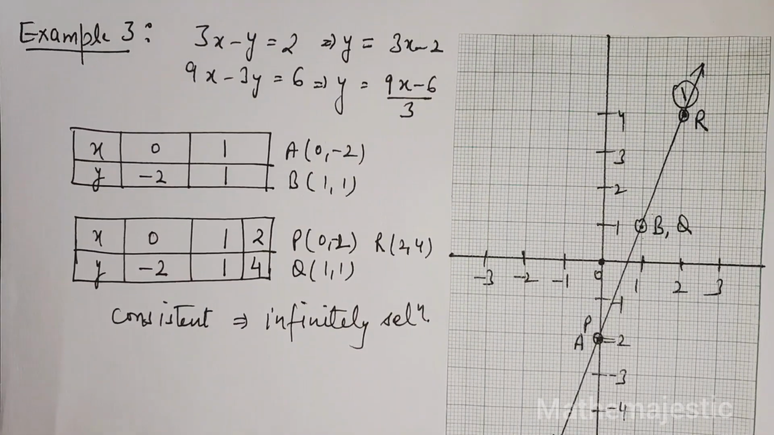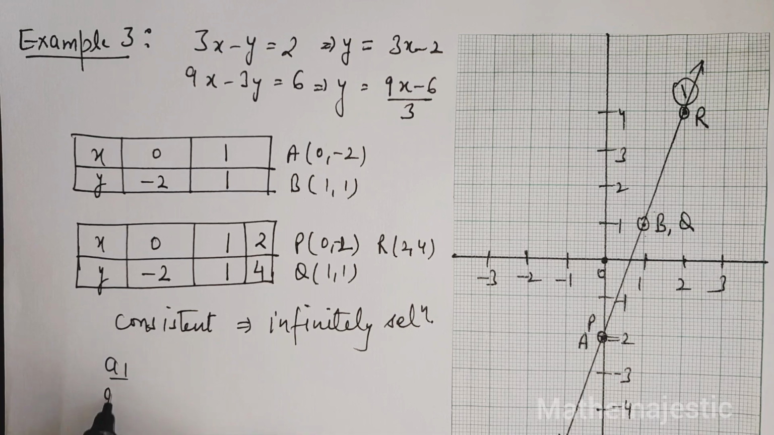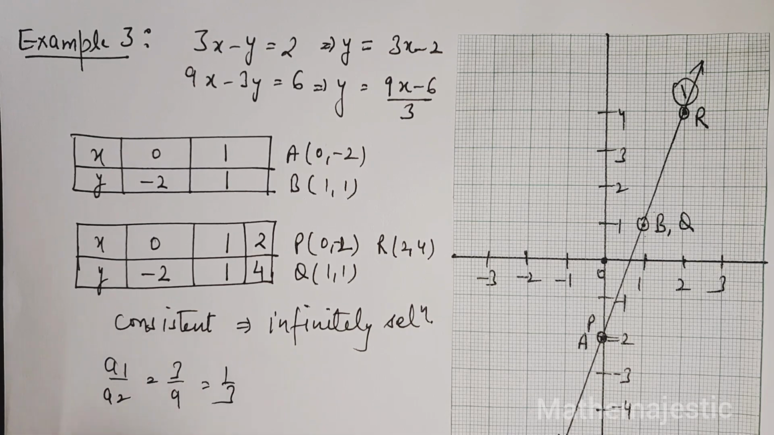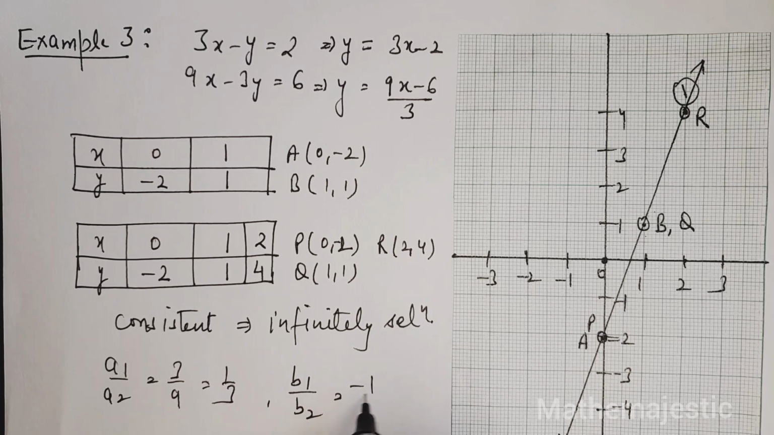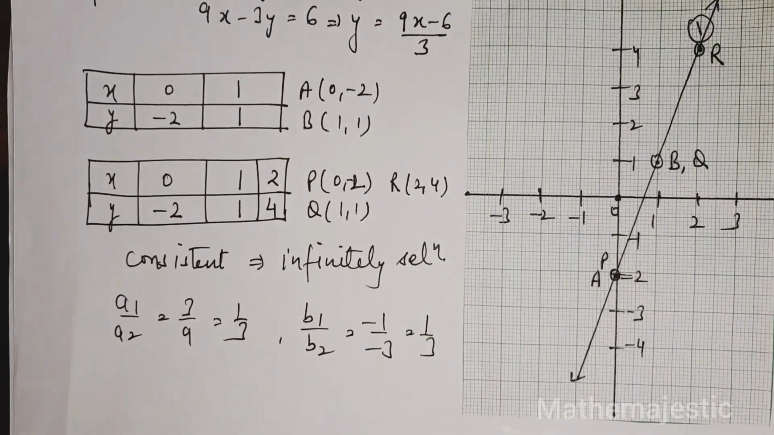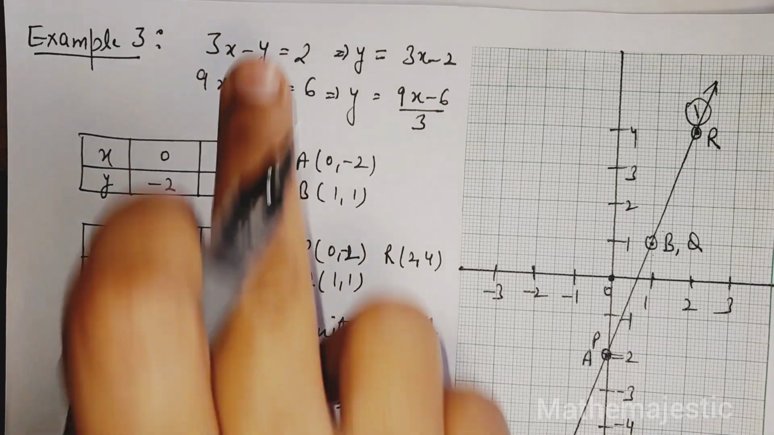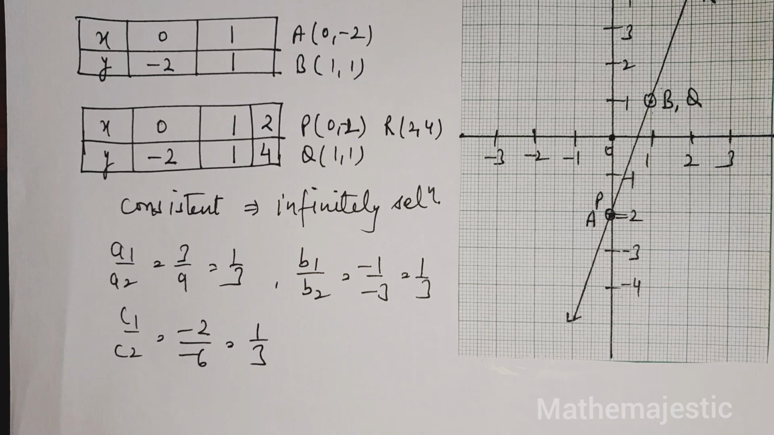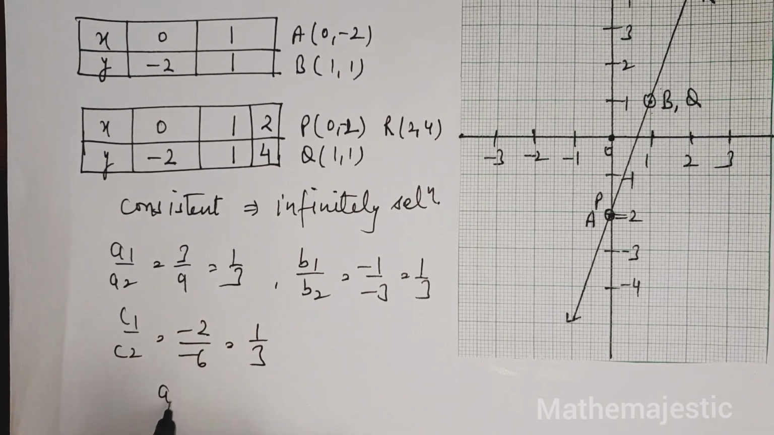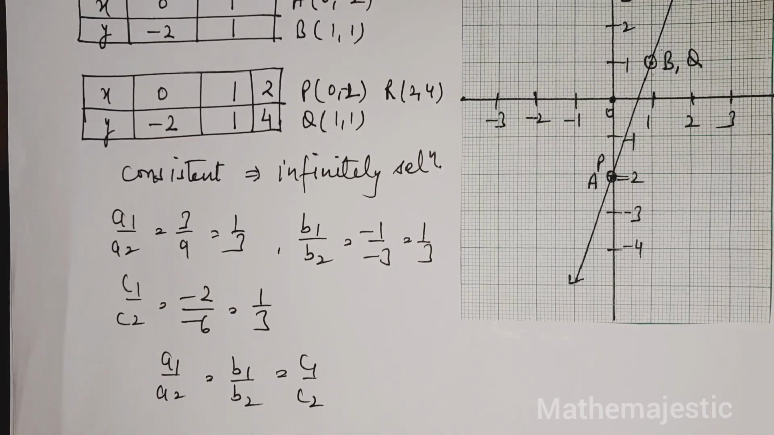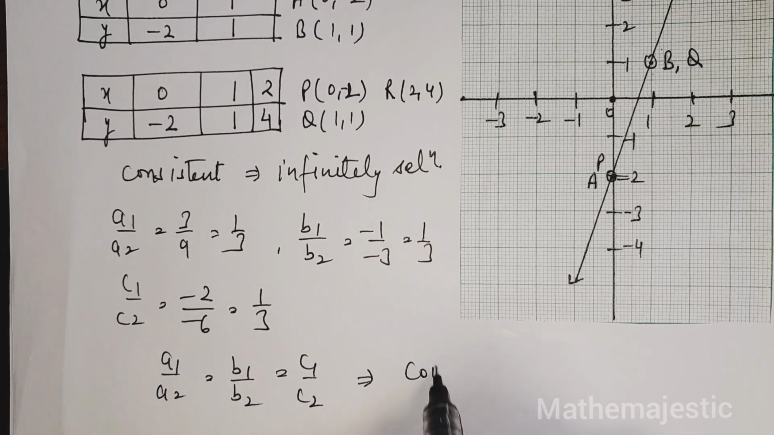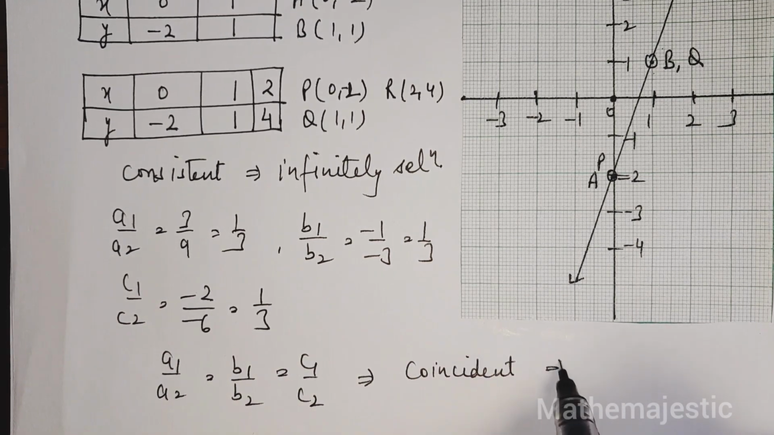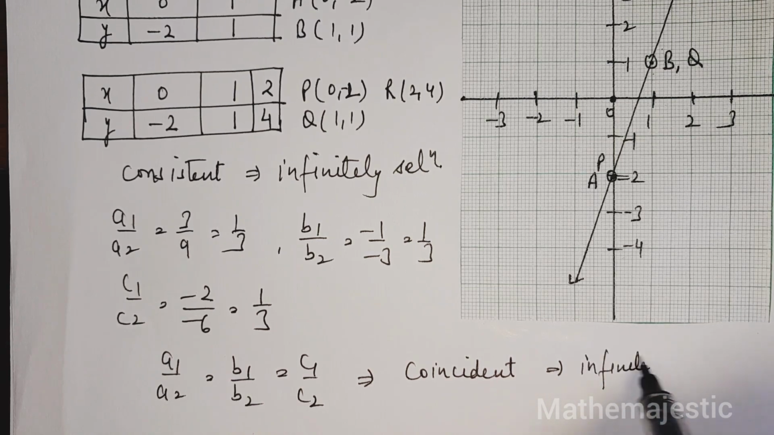Now we will look at the second method. We will find the ratios here. So a1 by a2 is here 3 by 9, that is 1 by 3. b1 by b2 will be minus 1 by minus 3, that is again 1 by 3. c1 by c2, we will shift both the values to the left, so minus 2 and minus 6. We will divide them, so we will get again 1 by 3 as the ratio. So you can see that the ratios a1 by a2, b1 by b2 and c1 by c2 are equal. That signifies that the lines are coincident lines. Both graphs are coincident and they will have infinitely many solutions.